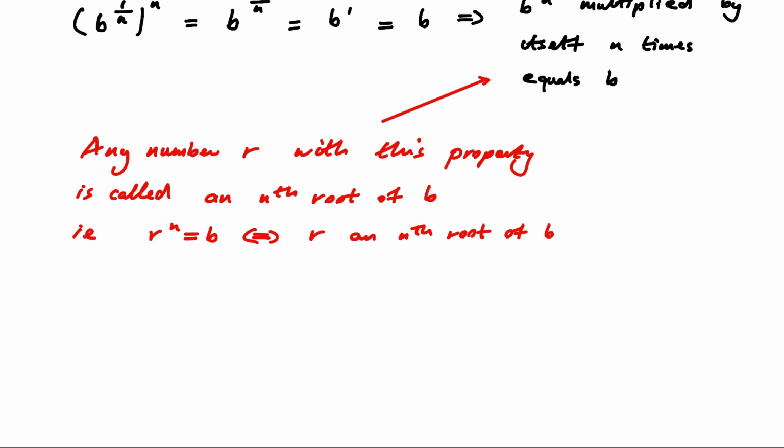So a few pieces of terminology are worth saying. If n is equal to 2, we don't say second root, we say square root. If n is equal to 3, we say cube root. And after that, we generally say fourth root, fifth root, sixth root, dot, dot, dot. Let's just do a quick example of this.